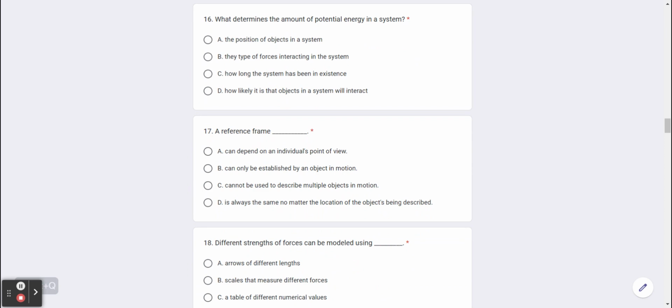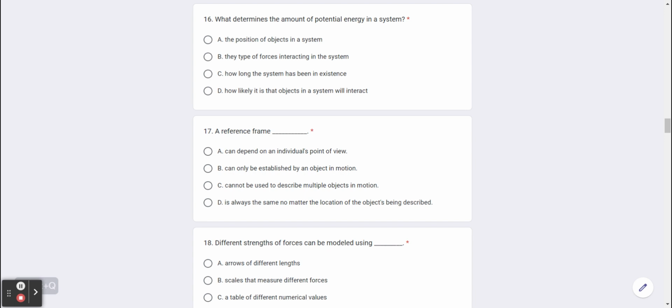16. What determines the amount of potential energy in a system? A, the position of the object in the system. B, the type of forces interacting in the system. C, how long the system has been in existence. D, how likely it is that the object in the system will interact.